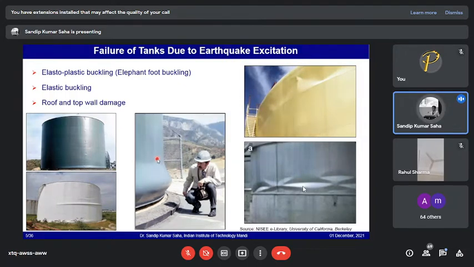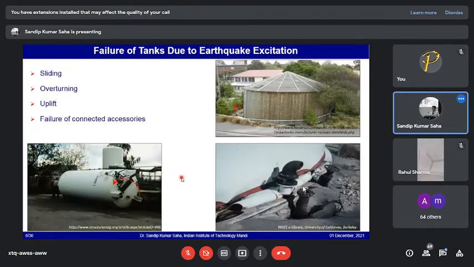Like this is the elephant foot buckling. It looks like a foot of an elephant, which occurs due to severe stresses accumulated in the tank wall due to the hydrodynamic forces exerted on the tank wall during earthquake excitations. There could be sliding of tanks. There could be overturning because of excessive movement due to the lateral horizontal earthquake excitations.